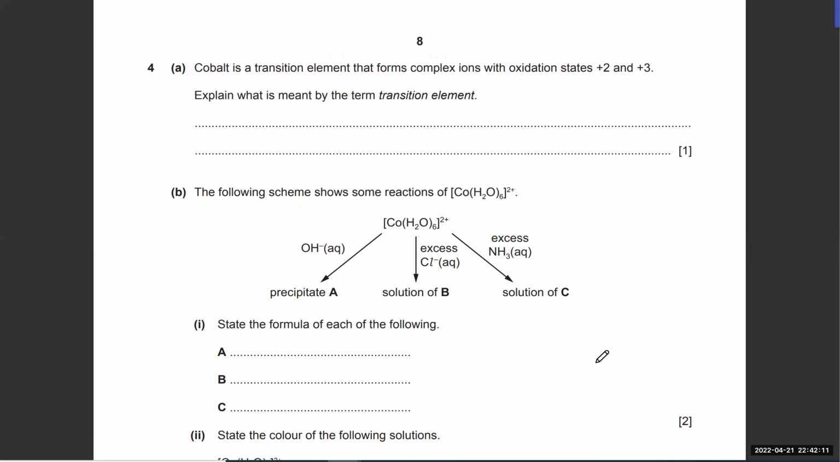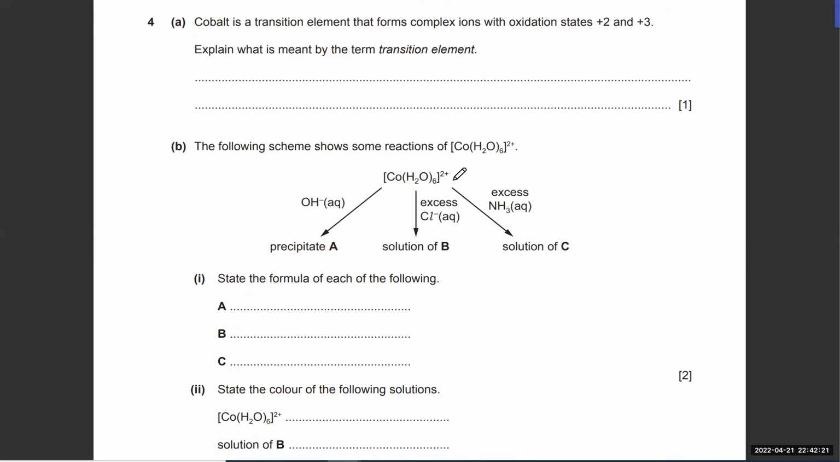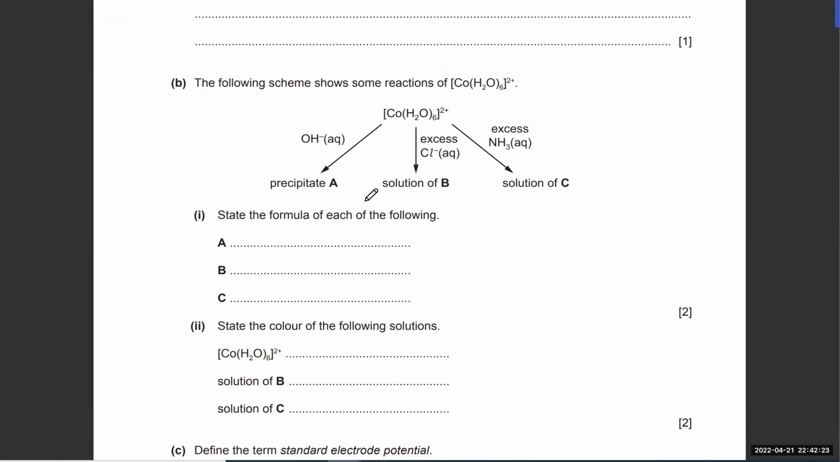So we have another question on cobalt, a transition metal. It's a d-block element that forms stable ions with incomplete d subshells. State the formula of each. What is the formula when you add OH ions to this? Co(OH)2 and H2O. Even those water molecules, because once it becomes neutral, it forms a precipitate. Even the water molecules eventually leave.